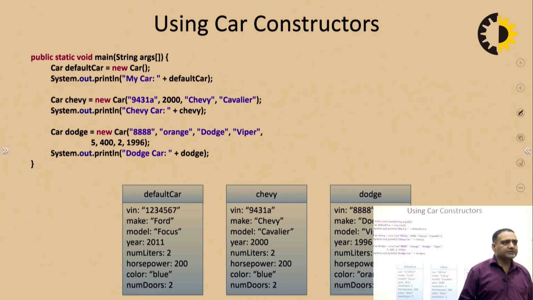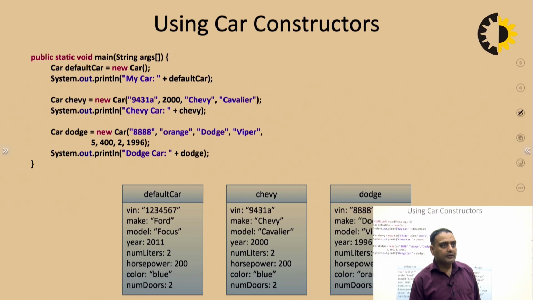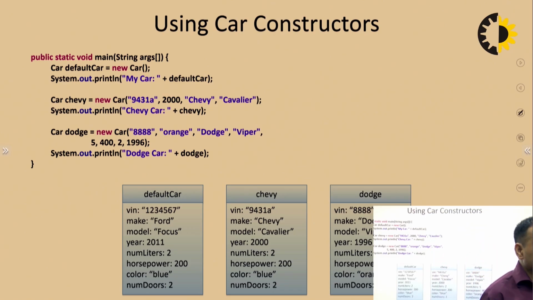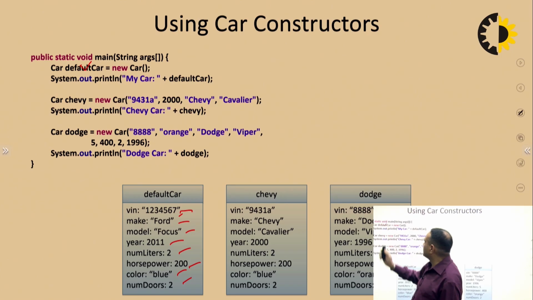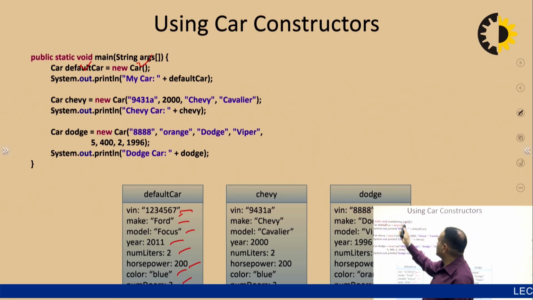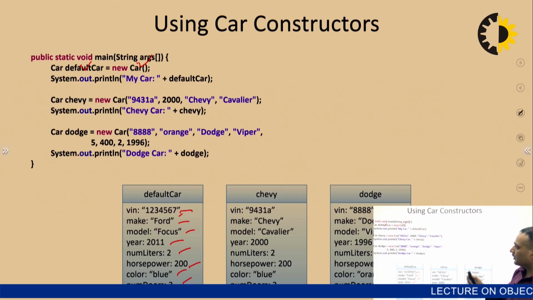That is, using the car constructor, public static void main. Here in this source code, you can better understand that main is a method in which we are creating the object default car, and this default car object has the default values: 1 2 3 4 5 6 7, make Ford, Focus, 2011, 2, 200, blue, and 2. These are the default values given to this object default car, because the default constructor is called here.